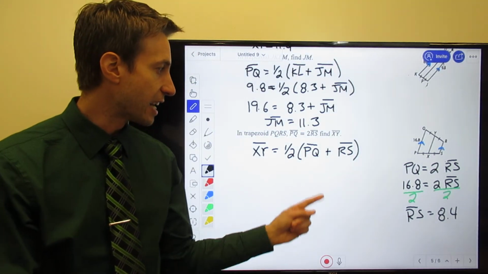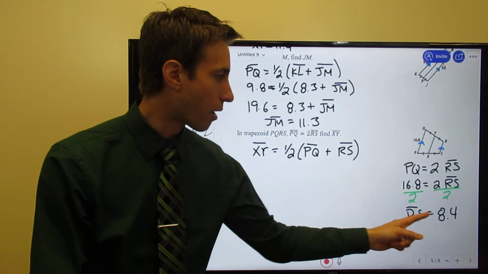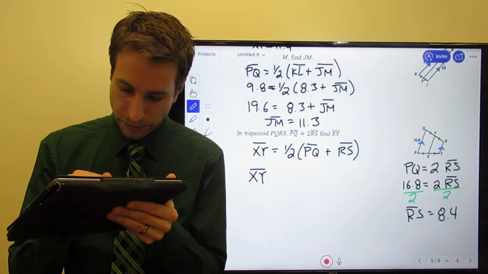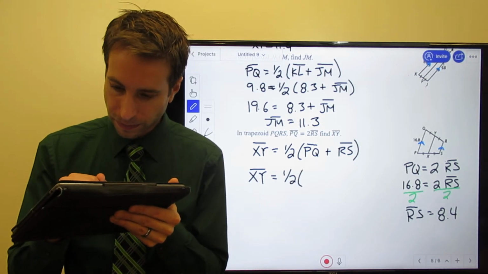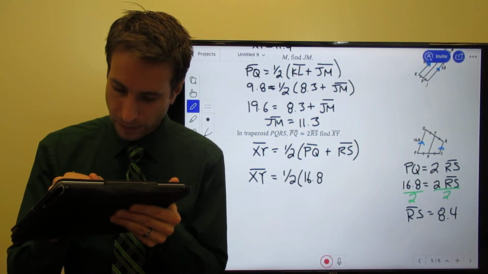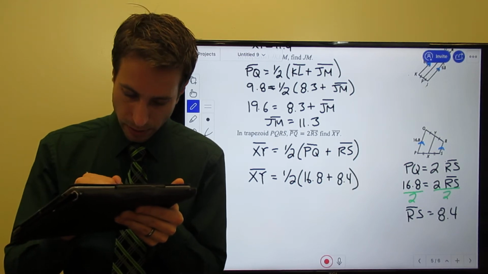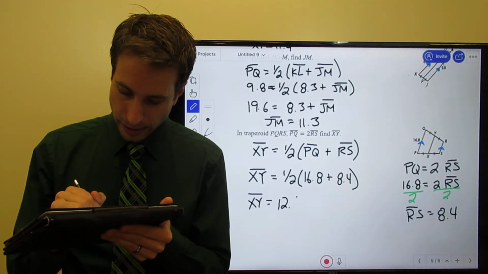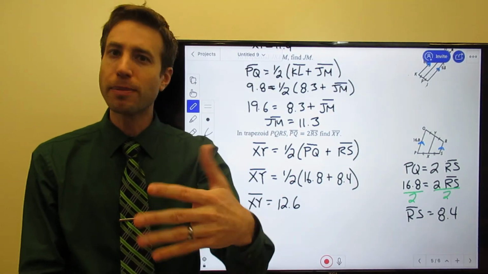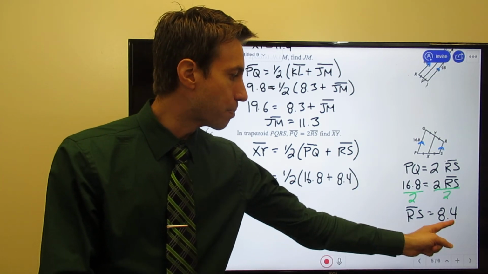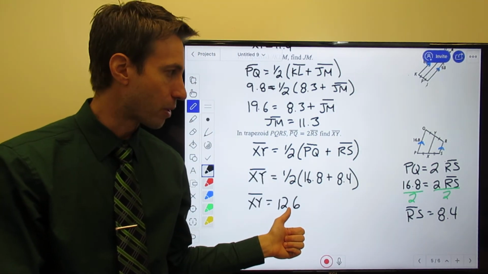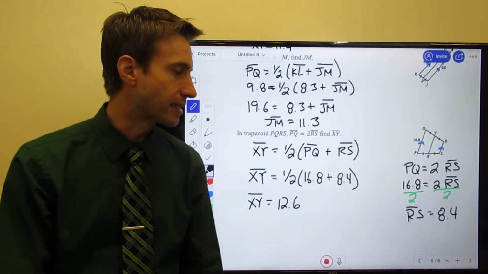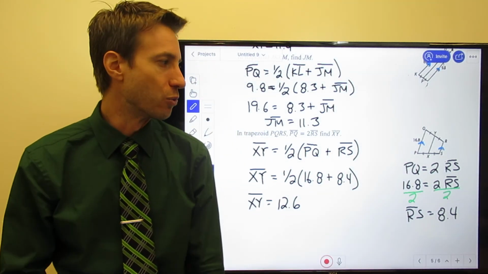Well, now we're all set. I know that PQ is 16.8. I know RS is 8.4. Plug and chug, don't fat finger something on your calculator, and you've got yourself your answer. 16.8 plus 8.4. Again, I plug that into my calculator and I get 12.6. Again, check to make sure that it falls between. My shortest side is 8.4. 12.6 is definitely bigger than 8.4. My longest side is 16.8. And 12.6 is less than 16.8. So since it falls in the middle, I feel really good about it.